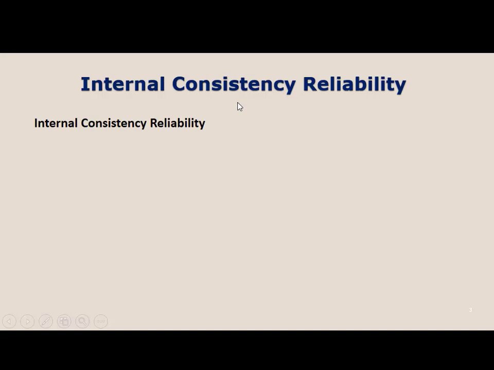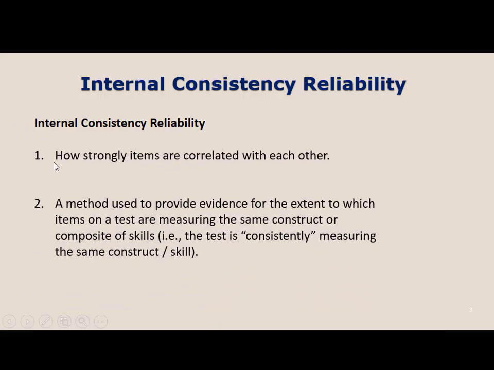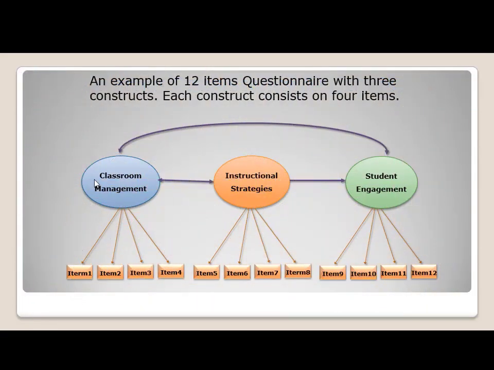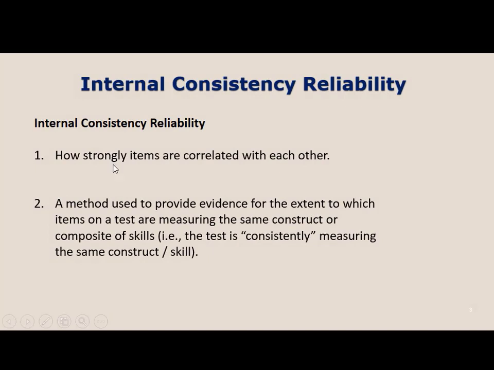Items consistently related to each other, that's called internal consistency reliability. Simply put, in two sentences, it is how strongly items are correlated with each other. In the next slide I will show what it actually means, and when items are related, what it really means and why it's called reliability.